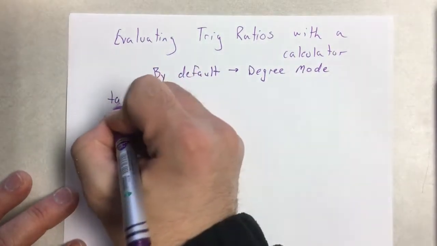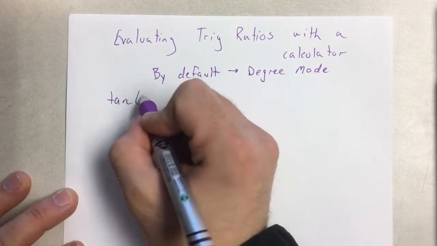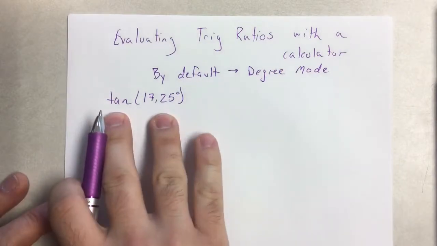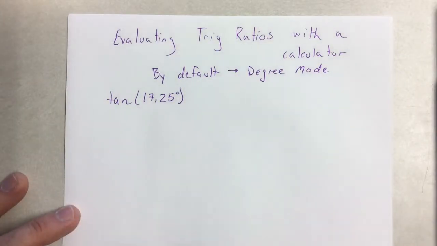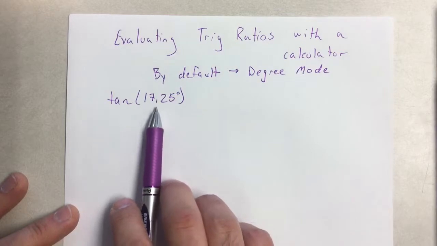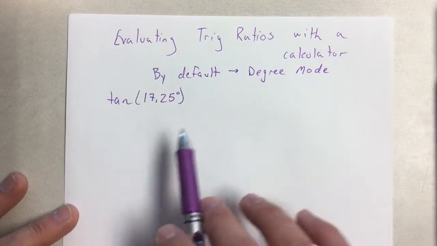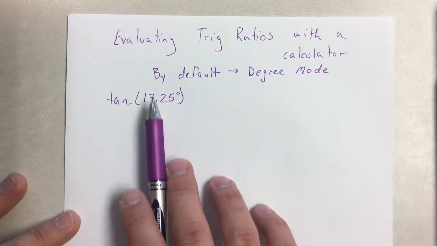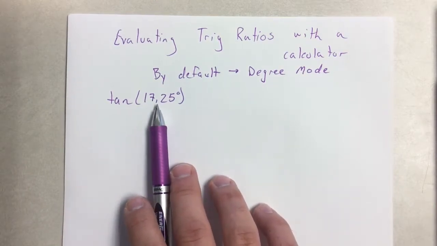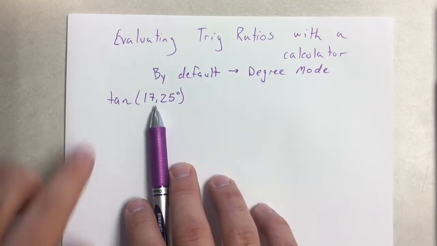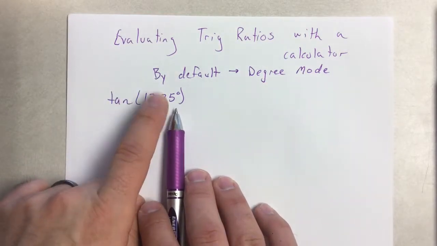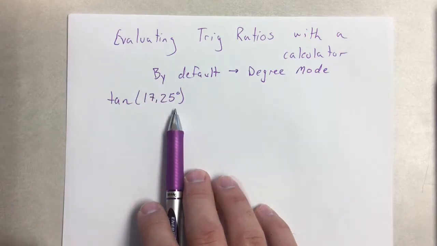So let's say we have tangent of 17.25 degrees. What we're going to find is, back to our very beginning when our angle was 31, we got the same decimal for the ratio that we were doing. What we're saying here is if the angle was 17.25, regardless of the size of the triangle, if I were to divide the opposite by the adjacent with this angle measure, I would always get this one value.